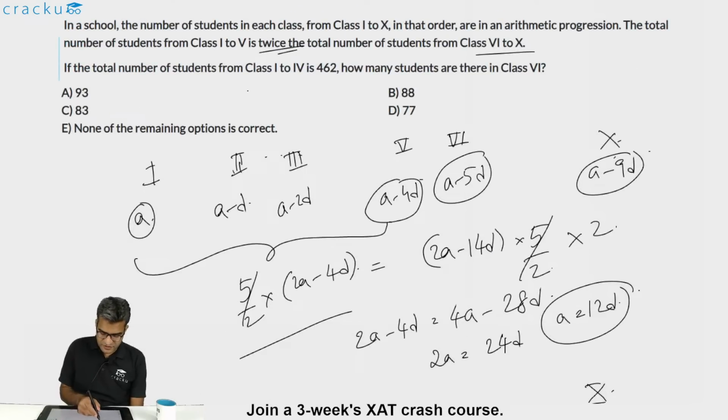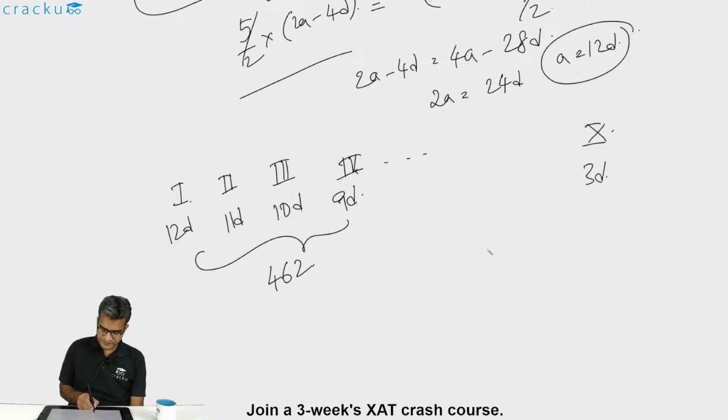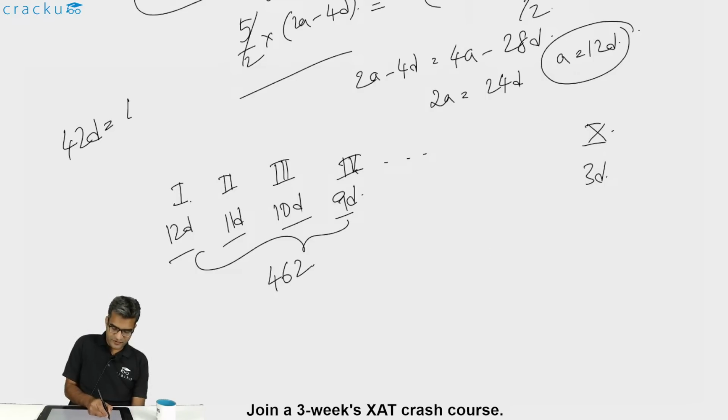Now, the total number of students from class 1 to class 4 is 462. What is the number of students in class 4? It is 90. The sum of all of them is 462. You can calculate the sum. This is 12D plus 11D plus 10D plus 9D, that is 42D, is equal to 462, or the value of D is 11.